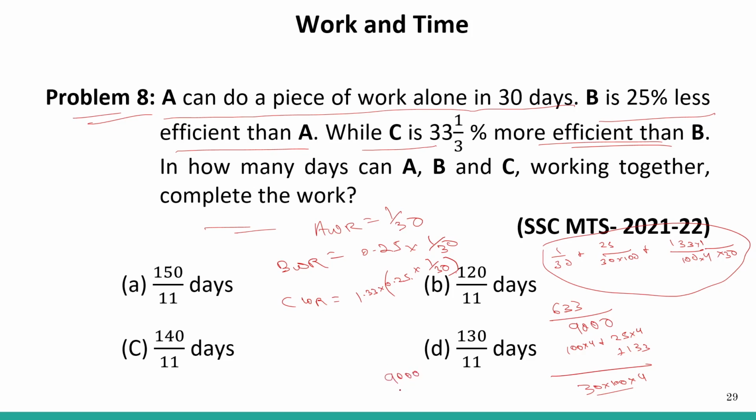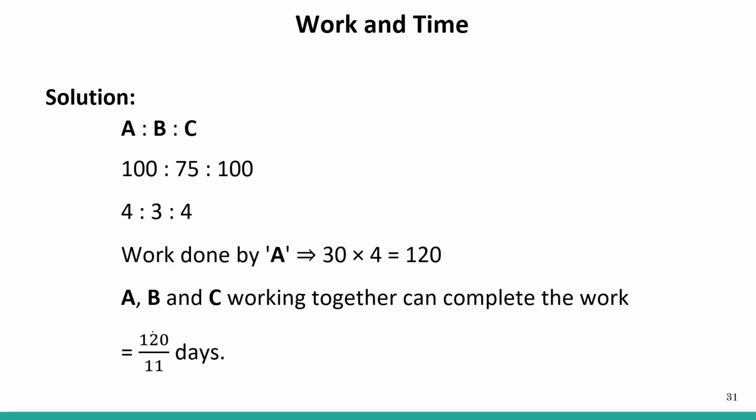So 12000 by 633. Dividing this by 3, it will be 4000 by 211. So this many days it will take, about 120 by 11 days.